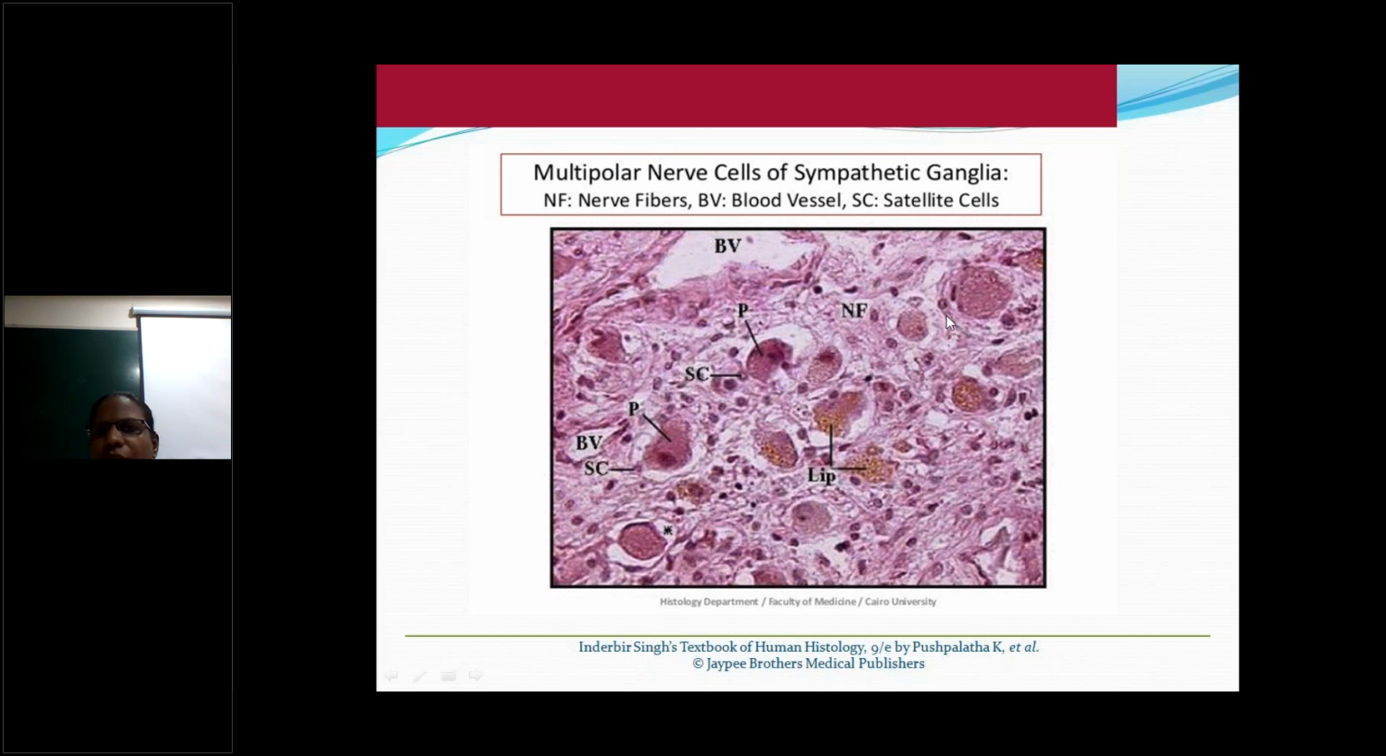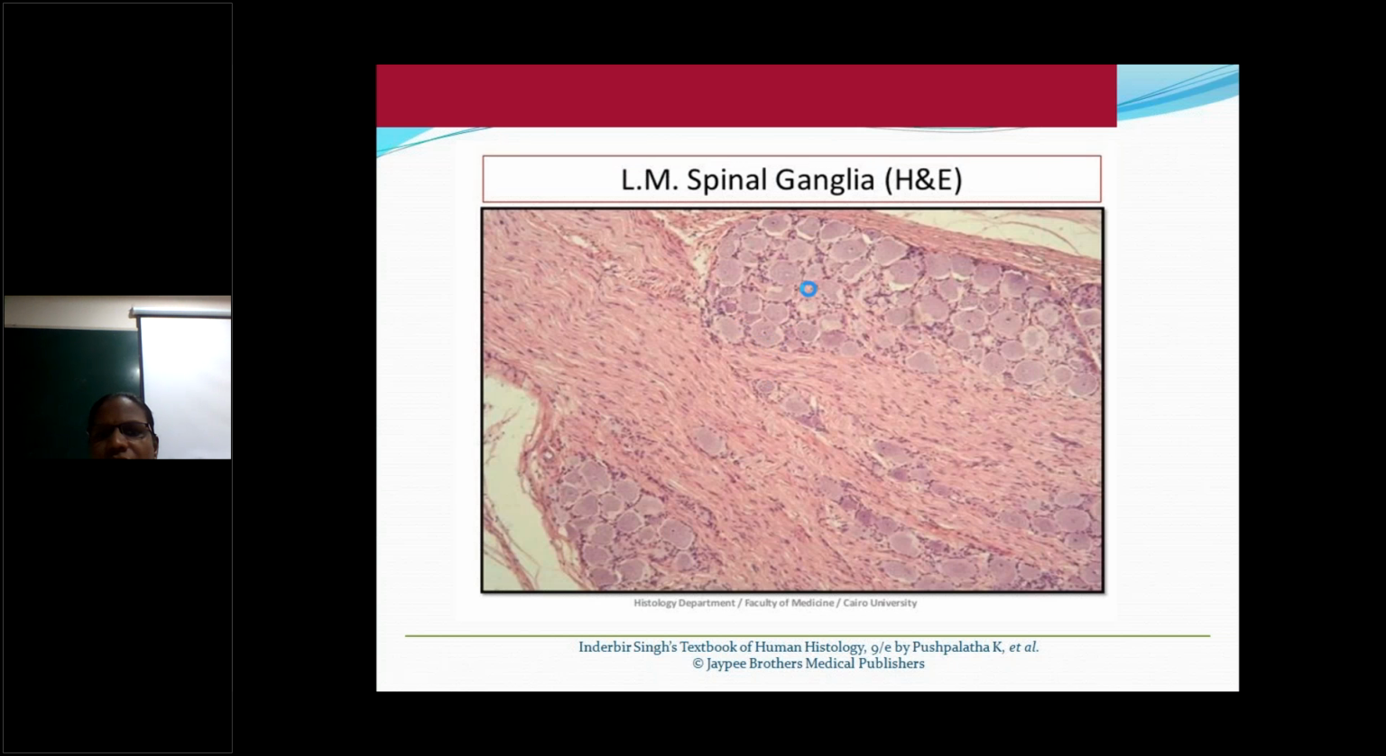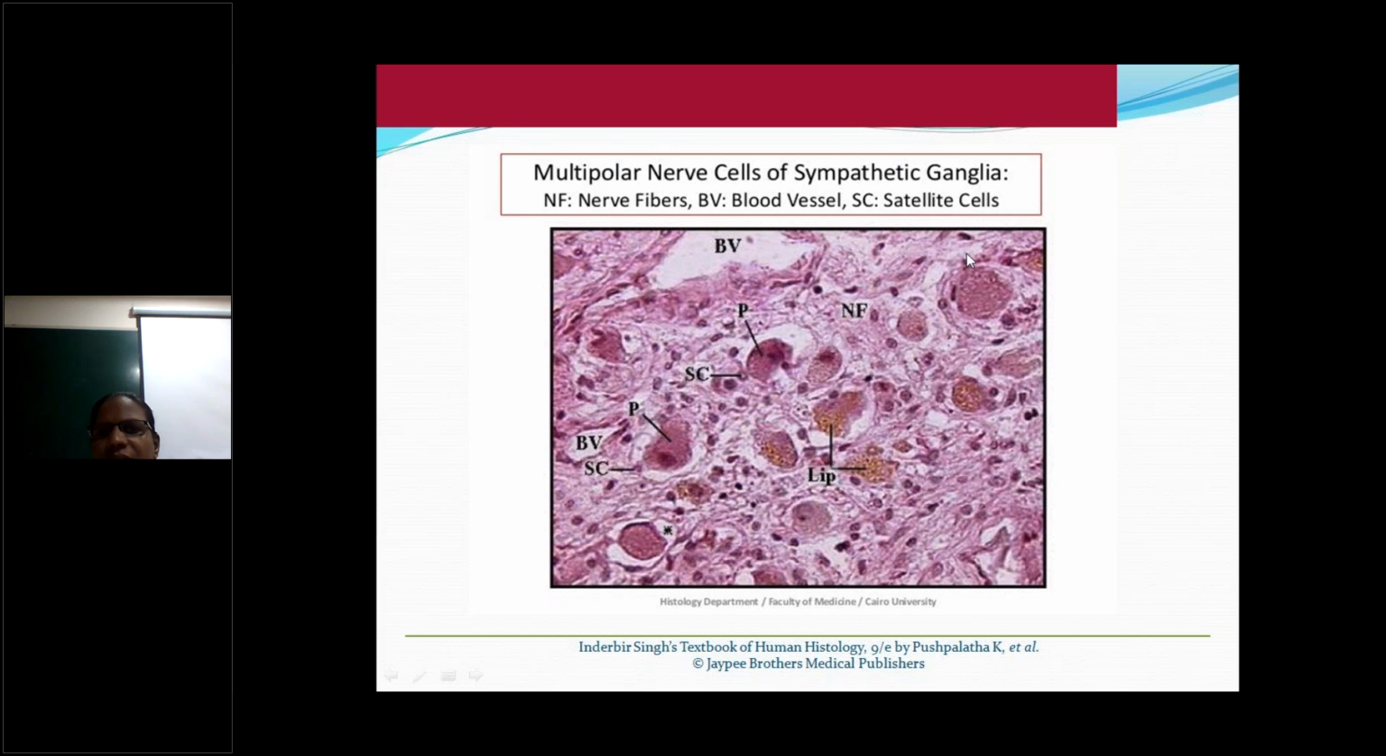Surrounding the cell bodies, you are able to see the satellite cells. Here they are dispersely arranged. Here the satellite cells are closely packed, with a very tightly packed appearance. Here the spinal ganglionic cells are very closely, tightly packed and present in groups. Here these ganglionic cells are dispersely arranged. In between those cells you are able to see some neuroglial cells.